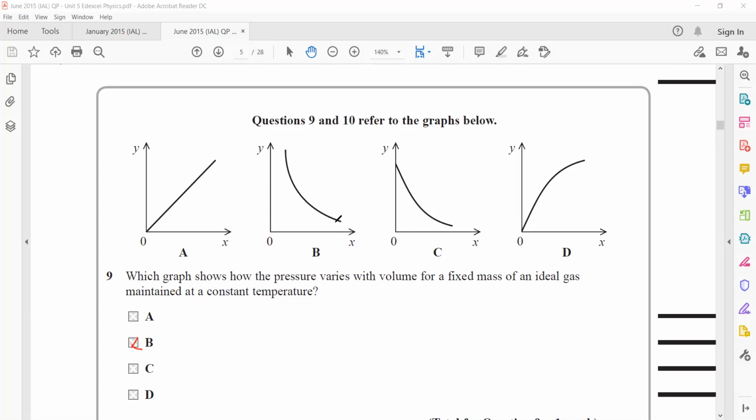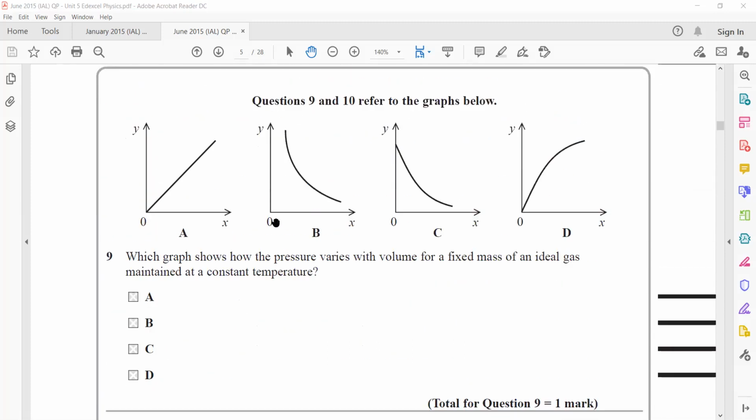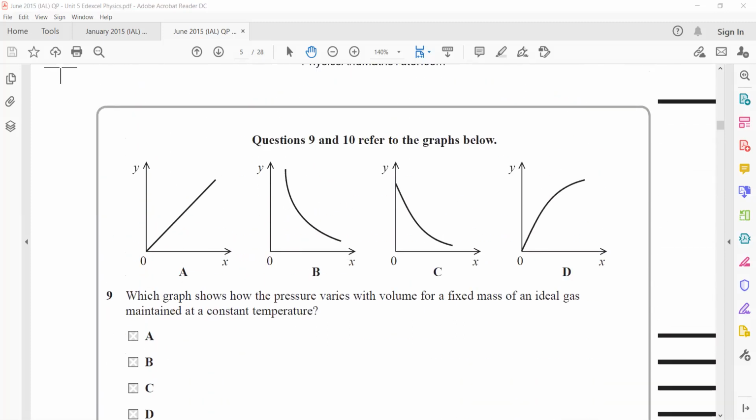Even though C is also a similar curve, for C it means that when volume is zero, the pressure was maximum. But that's wrong. If nothing is there, how will it exert pressure? That's why C is not the right answer. B was the right answer. So only this question was there. Not too many MCQs, but you will find more structured questions rather than MCQs.